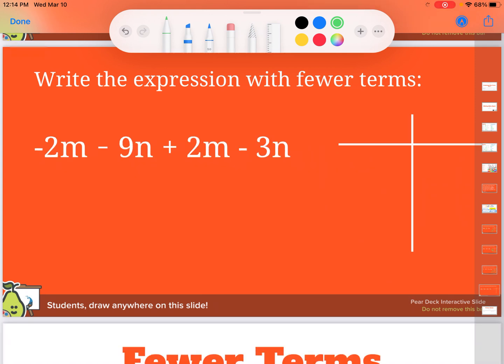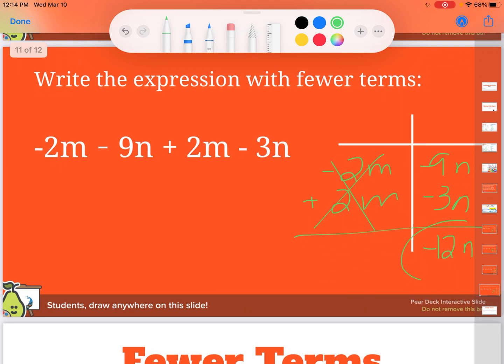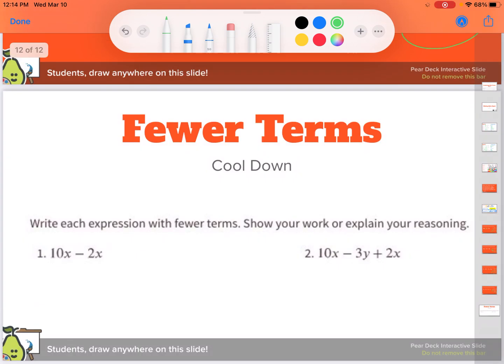The last one, I have negative 2m minus 9n plus 2m minus 3n. So that created a zero pair, so all I'm left with is negative 12n. I don't need to put 0m. If I don't have any, I don't write the m. So now they're asking you to write each expression with fewer terms, so you're going to choose the expression that was correctly solved.